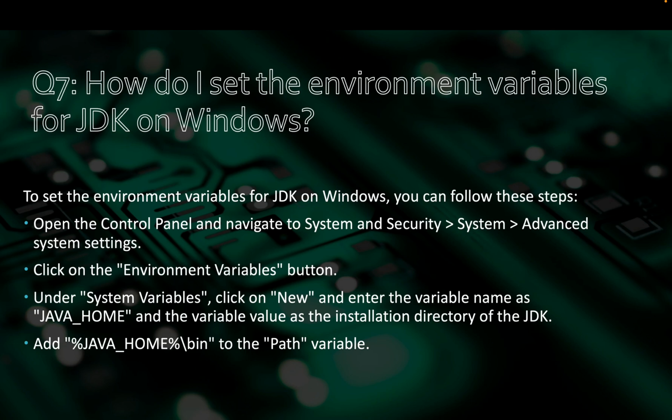Question number 7. How do I set the environment variables for JDK on Windows? To set the environment variables for JDK on Windows, you can follow these steps. Open the Control Panel and navigate to System and Security, System, Advanced System Settings. Click on the Environment Variables button. Under System Variables, click on New and enter the variable name as JAVA_HOME and the variable value as the installation directory of the JDK. Add this particular variable to the path variable.